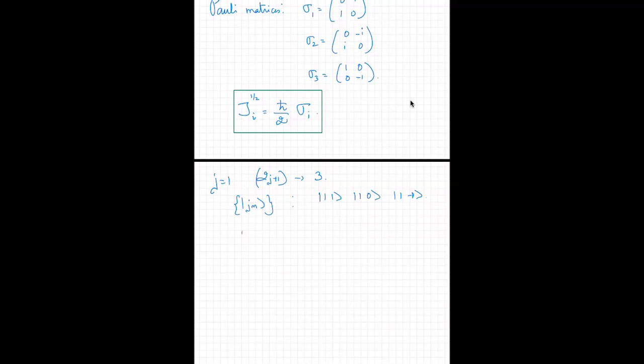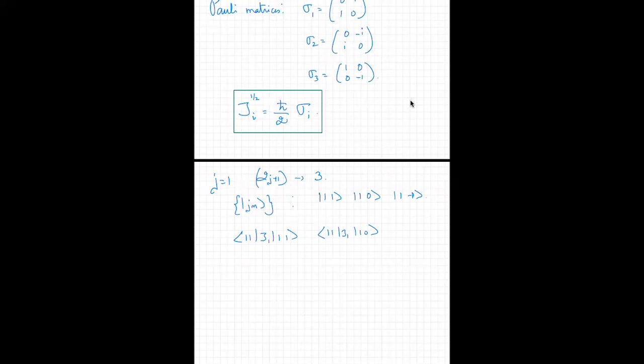So you'll have to work out things like <1,1|J1|1,1>, <1,1|J1|1,0>, and so on and so forth, right? So do it methodically, just like we have done it for the J equal to 1/2 case. And in this case, the J's should be 3-dimensional matrices, so 3 by 3 matrices. So you figure out what J1, J2, and J3 are for this 3-dimensional Hilbert space. Okay, so we'll do it methodically. You will get the answer correctly. We'll also revisit this in the tutorial.